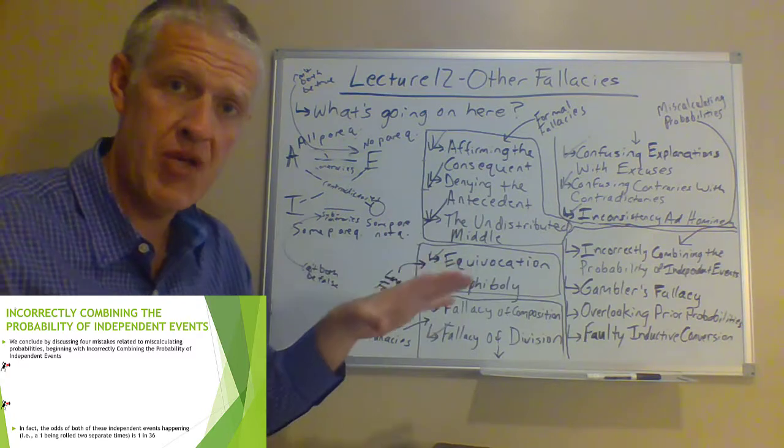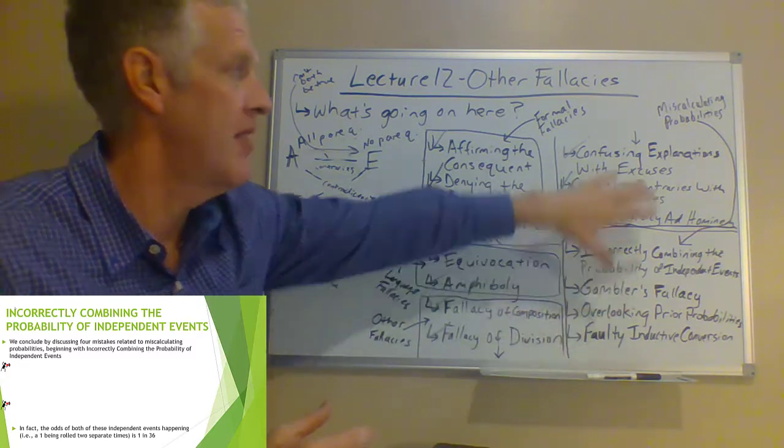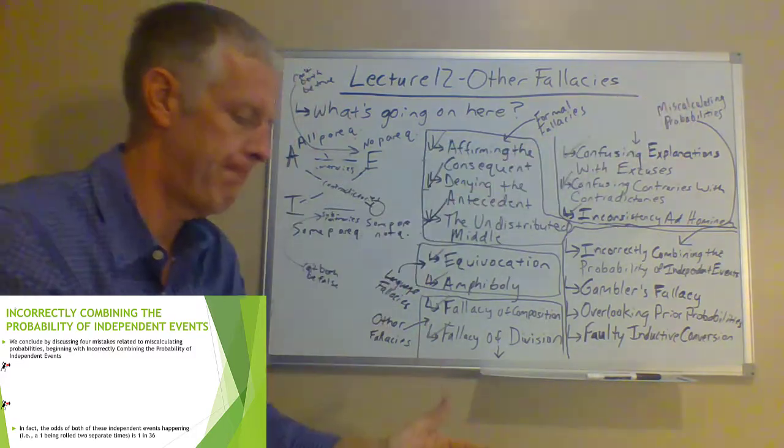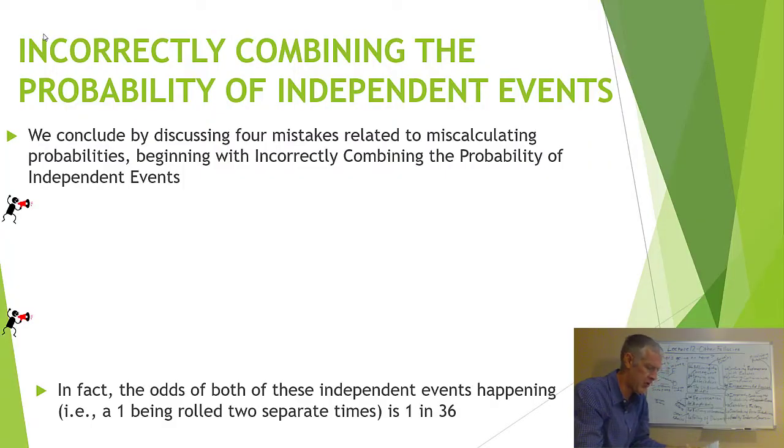So the last four that we're mentioning here, again, they all are related in the sense that they have to deal with miscalculating probabilities in one way or another. Okay? And that's the top point of slide 14. And as I mentioned, we will start with this mistake known as incorrectly combining the probability of independent events. I'd almost say that should be probabilities, but regardless, it's just a grammatical thing, right? Incorrectly combining the probability of independent events. Okay, that's the issue here. So this is mistake 1 under miscalculating probabilities.